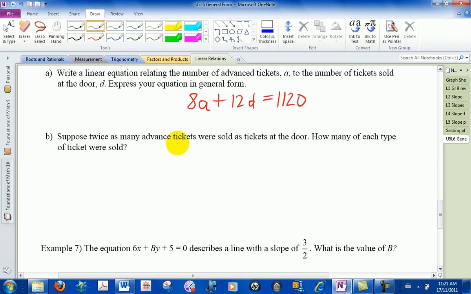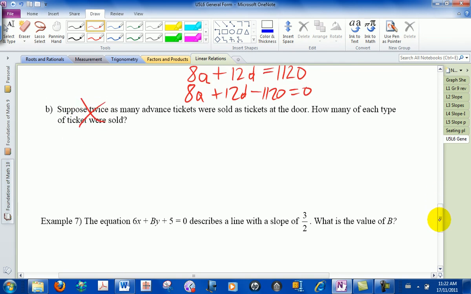Okay. So, here's the question for A. Are we in general form for A yet? No, why not? Doesn't equal 0. Okay, so 8A plus 12D minus 1120 equals 0. Now you're in general form. Okay. Cross off B. I don't want to go there. That's honors. Forget it.